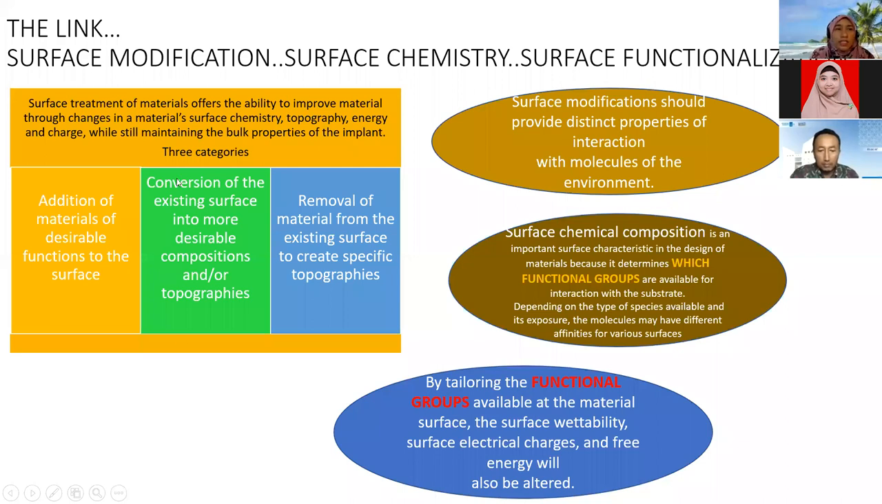Okay, so the link: surface modification, surface chemistry, and surface functionalization. Surface treatment of material offers the ability to improve material through changes in surface chemistry, and addition of desirable function to the surface. Surface modification should provide distinct properties of interaction with molecules of the environment. Surface chemical composition is an important surface characteristic in the design of material because it determines which functional groups are available for interaction with the substrate.